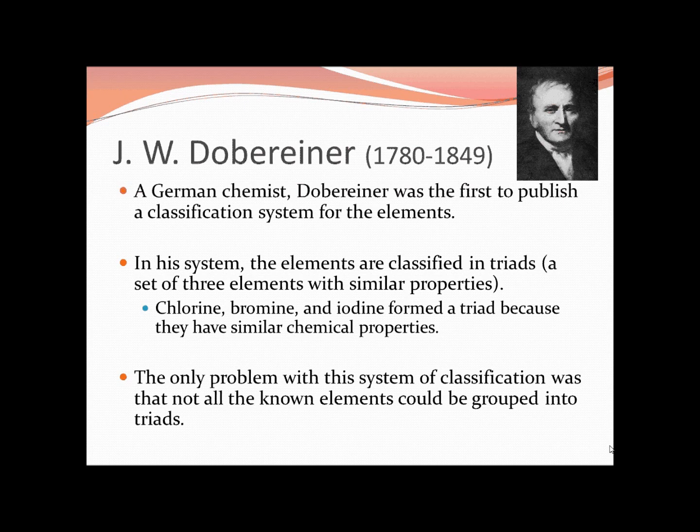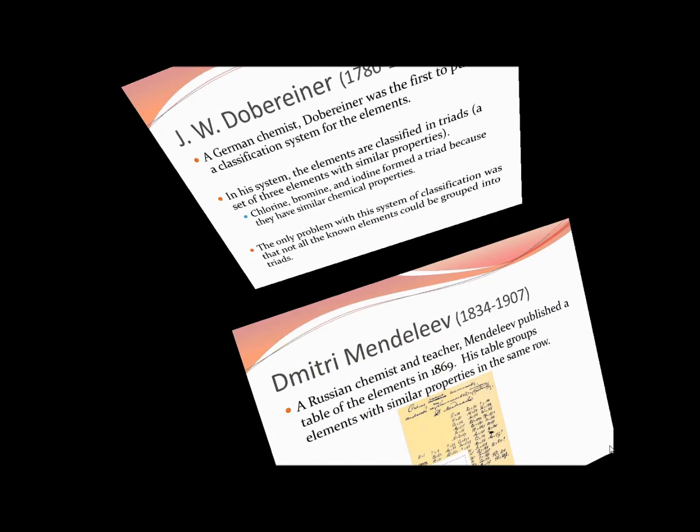Chlorine, bromine, and iodine formed a triad, for example, because they have similar chemical properties. With these triads, the only problem was that not all of the known elements could be grouped together, because during that time, in the 1800s, he didn't know about all the elements. And so it was really hard.